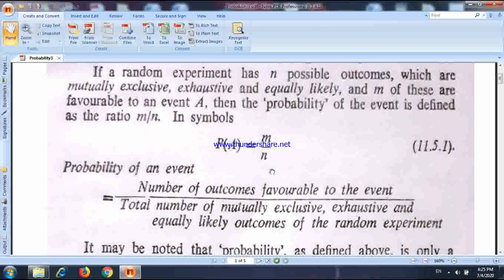So in this type of example, n equals 6. Now suppose I define an event A of getting an even number. That means out of these 6 possibilities, 3 even numbers are there. That means number of outcomes favorable to an even number is 3, namely 2, 4, and 6. So see here the value of m is 3. So probability will be 3 upon 6.